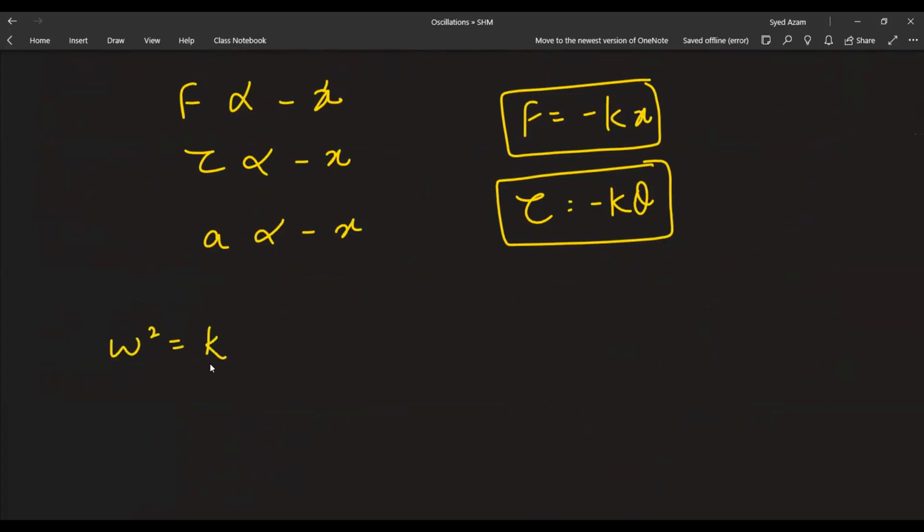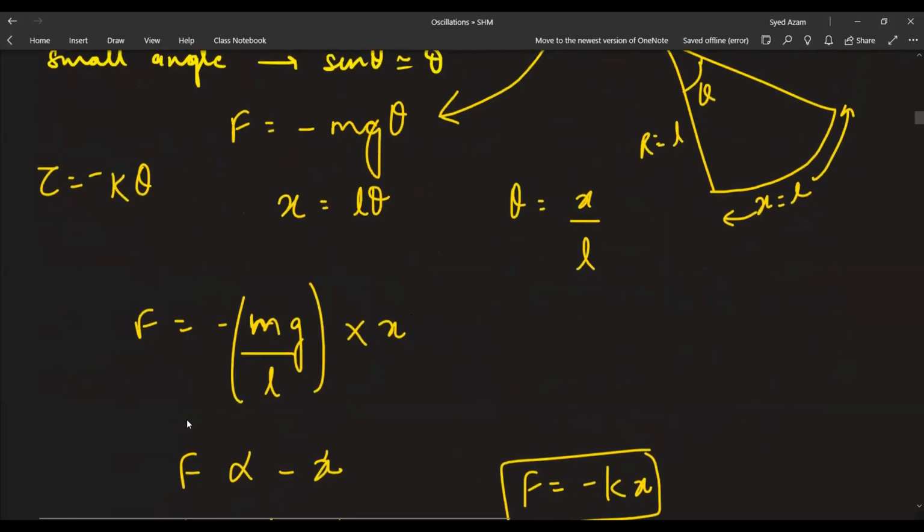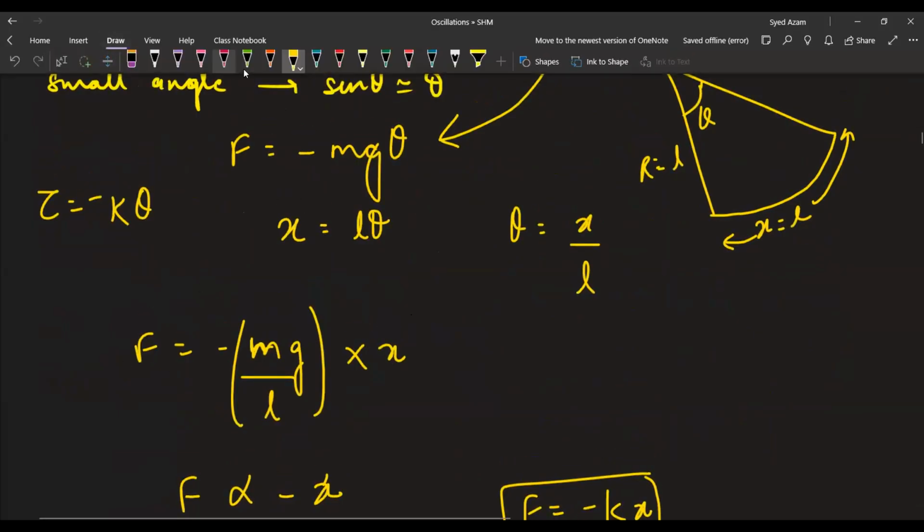We know omega square is equal to k by m. What is the constant here? Constant is mg by L. Now, omega is equal to root k by m. What is the time period formula? It is 2 pi under root m by k. Let's put this. We have the value of k. How have we got the value of k? Because this is similar, look, this value is coming similar to F equal to minus kx. So directly we have our value of k.